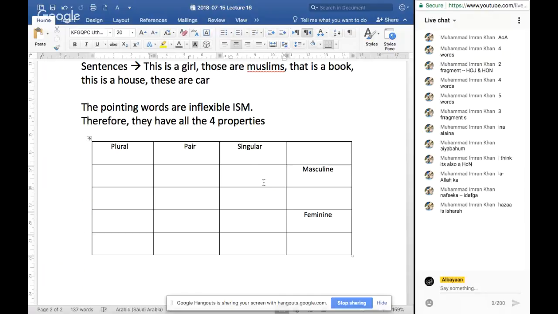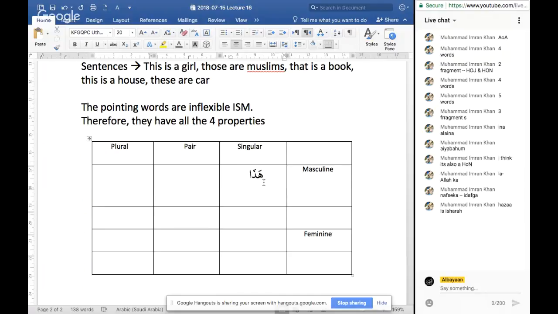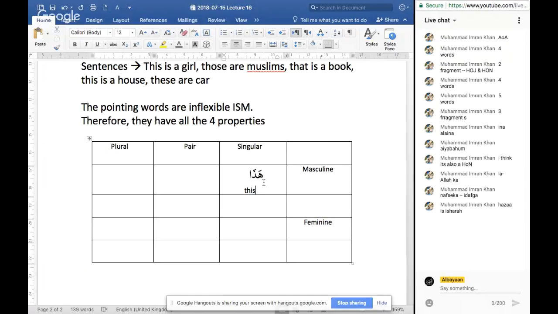Now, the first pointer that you already know is haza. Haza is used for masculine only. It's not feminine, okay? Haza means this. So we want to understand this. Haza means this. Okay? First pointer.